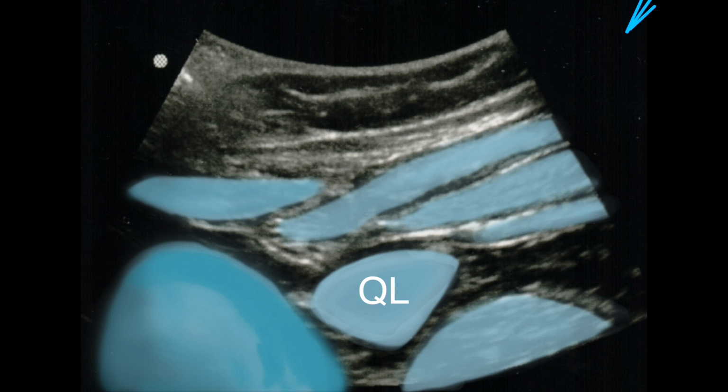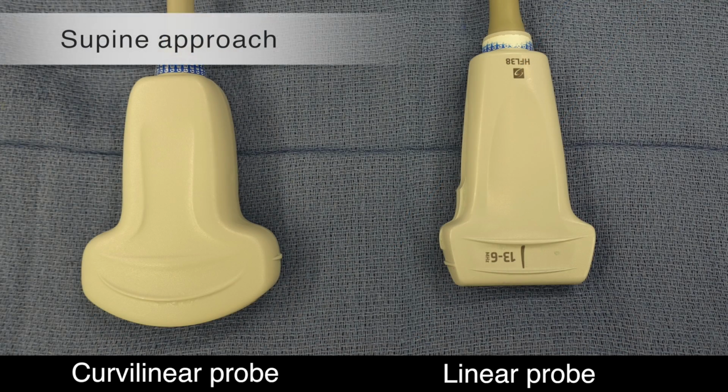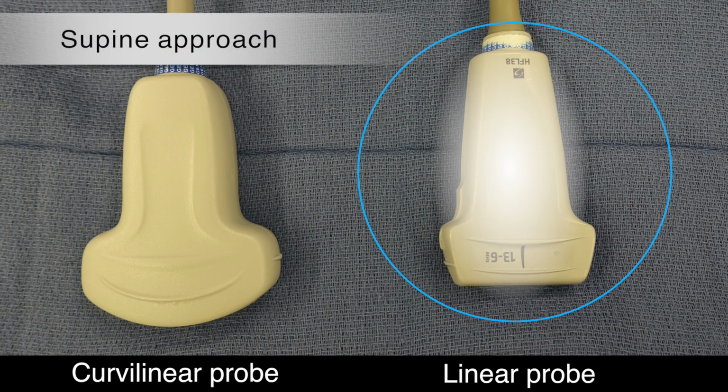This image shows the different approaches between QL1, QL2, and QL3. Additionally, the QL block can be performed with the linear probe and the patient in supine position.